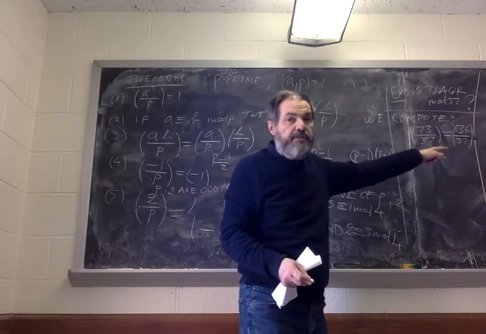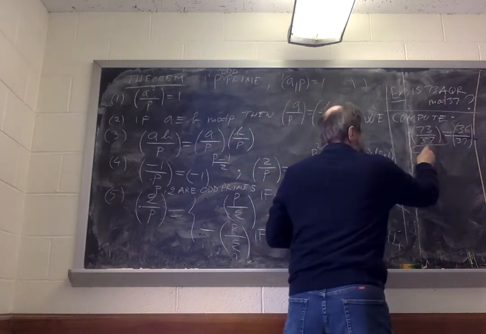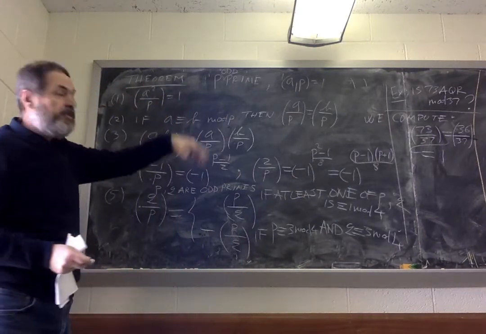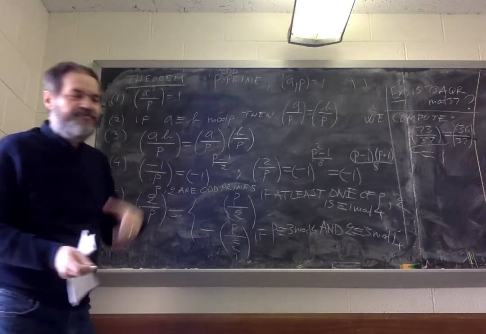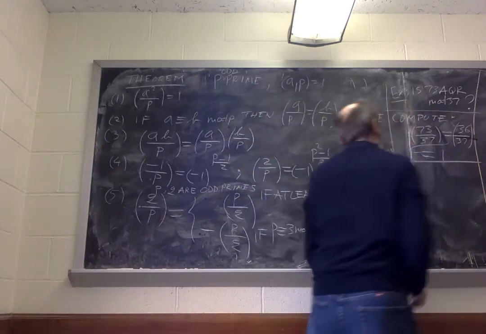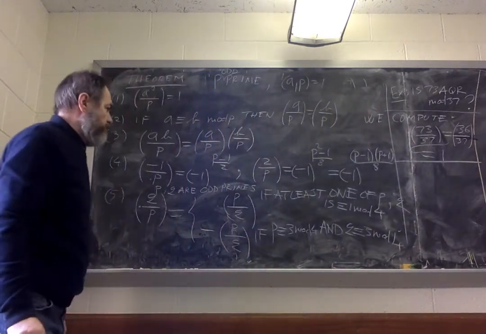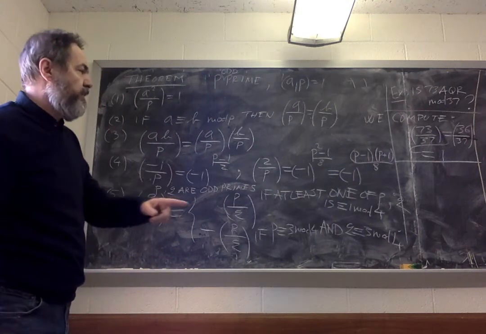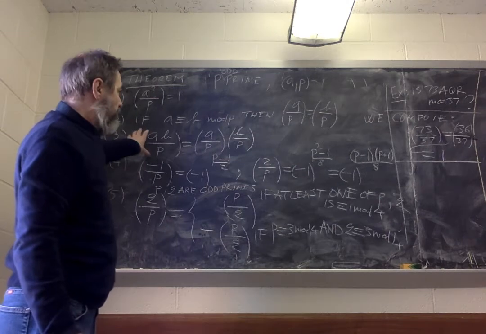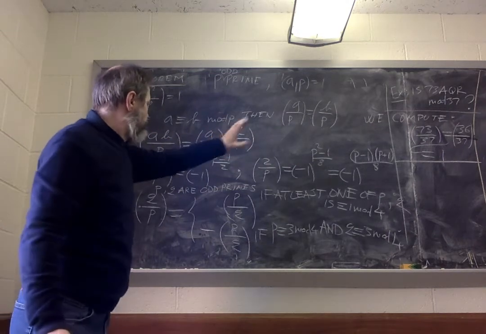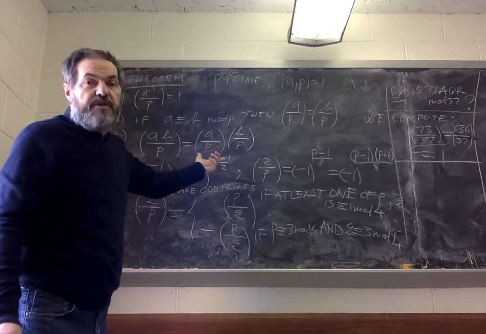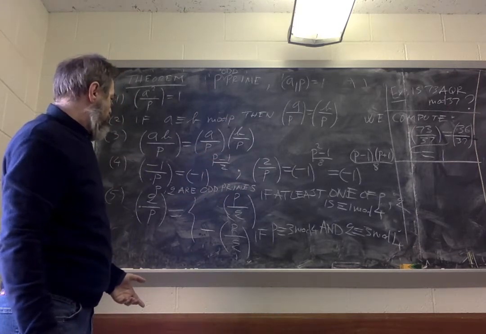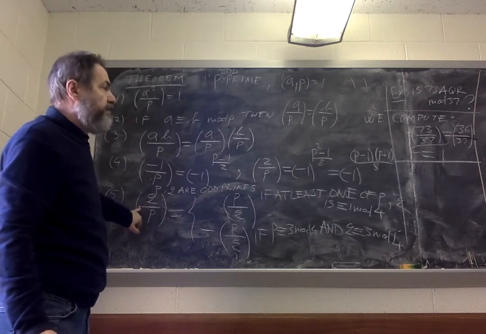And once I do that, this is 1 directly from the first property, because 36 is a square. That was too easy. I'll do another one, because I want to see how we use quadratic reciprocity. Oh, by the way, I cannot use multiplicativity, because 73 was a prime number, so I cannot write it as a product. But I can use quadratic reciprocity.